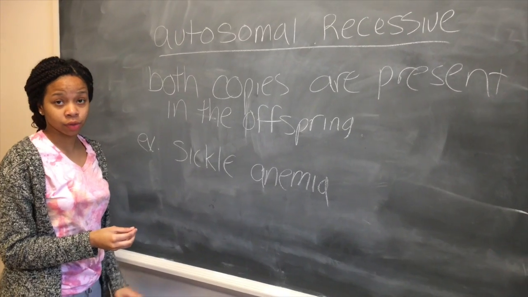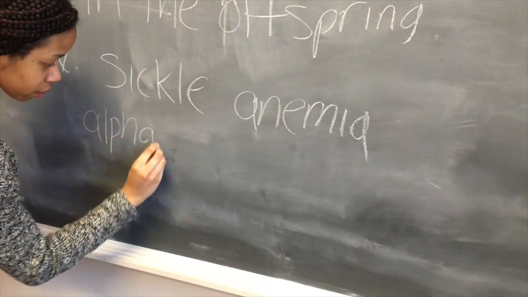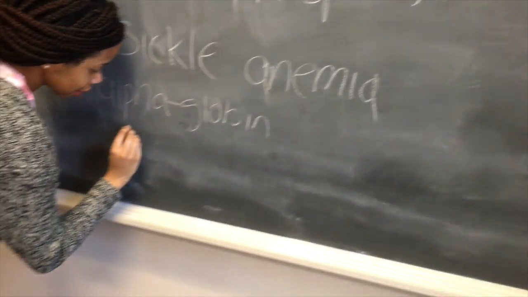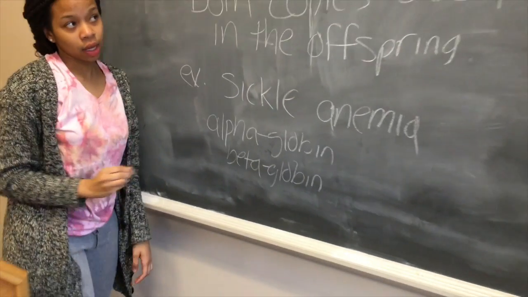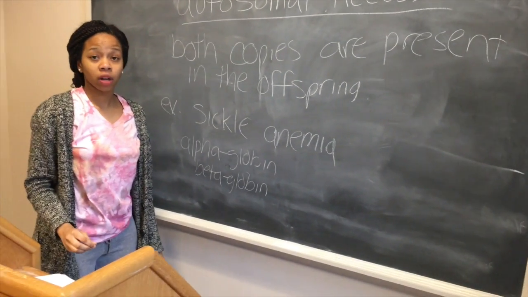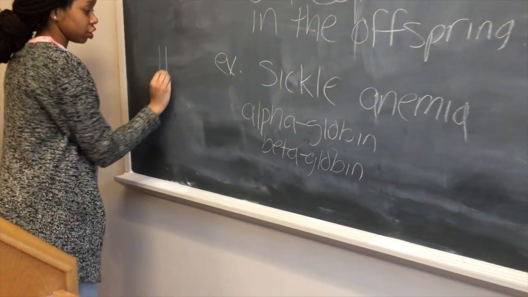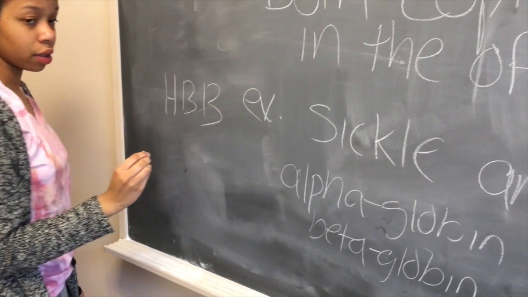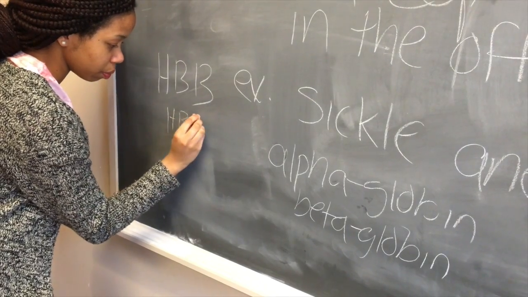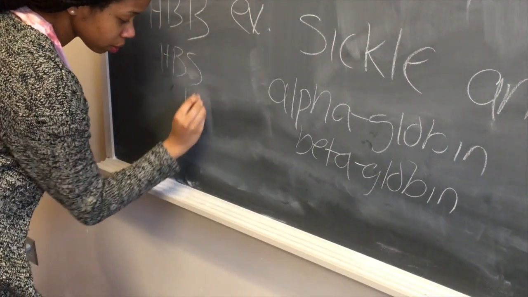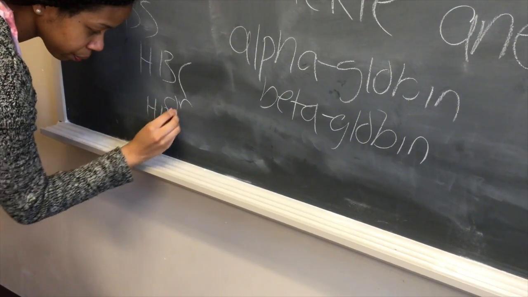Sickle cell is made up of 2 subunits. Alpha globin and beta globin. In sickle cell, one of these subunits is mutated. So instead of the gene HBB, one of the subunits is HBS, HBC, or HBE.